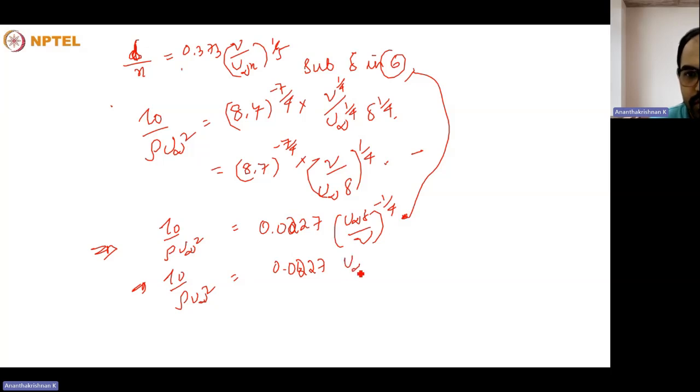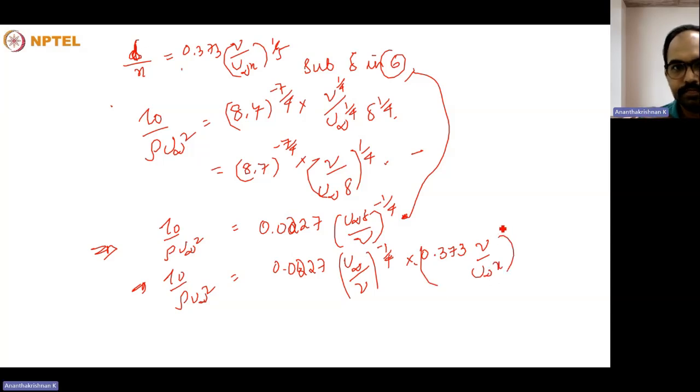That will be equal to u infinity divided by nu raised to minus 1 by 4, with delta equal to 0.373 nu divided by u infinity x, this will be raised to 1 by 5, raised to minus 1 by 4. So we calculate the value of delta, and this delta will go on the top and be raised to minus 1 by 4.